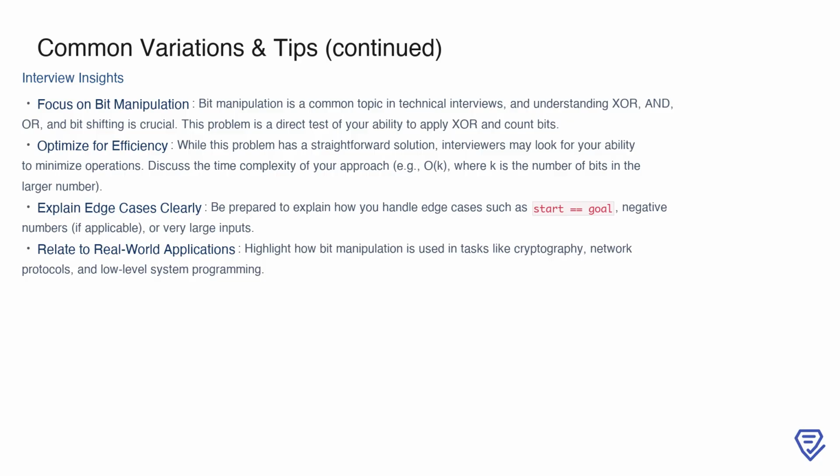While the problem has a clear solution, interviewers may evaluate your ability to minimize operations and explain the time complexity of your approach. For instance, the XOR method operates in O(k) time, where k is the number of bits in the larger number. It's also important to clearly articulate how you handle edge cases, such as when start equals goal, or when dealing with very large or negative numbers if applicable. Finally, you can impress interviewers by connecting this problem to real-world applications, like cryptography, network protocols, or low-level system programming, where bit manipulation is often used.